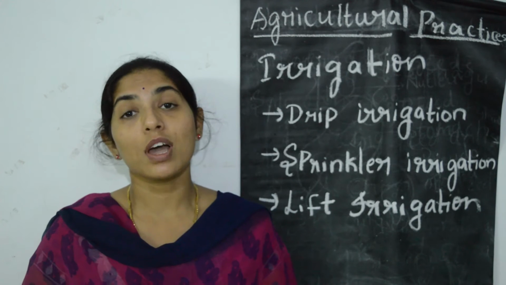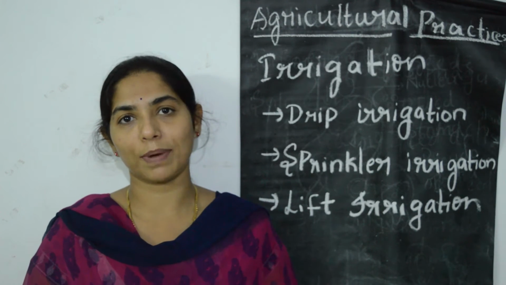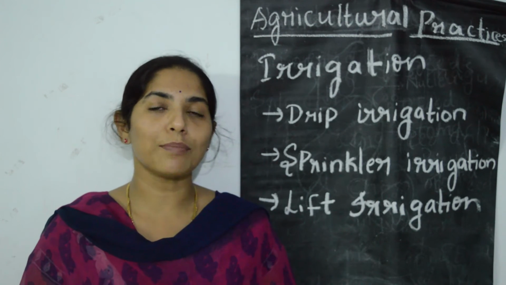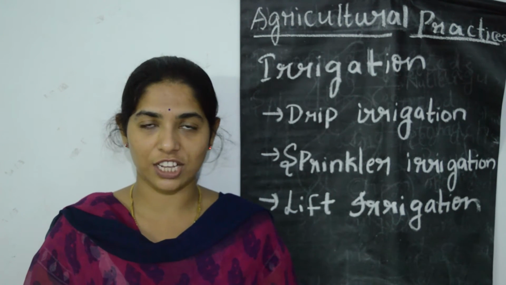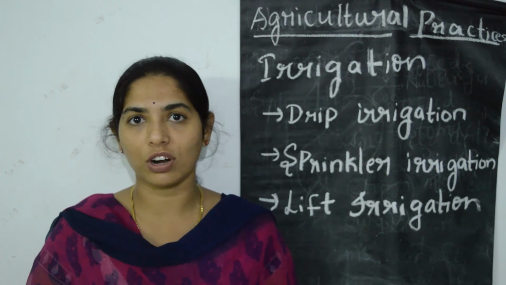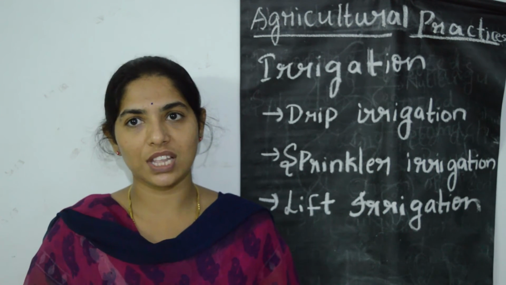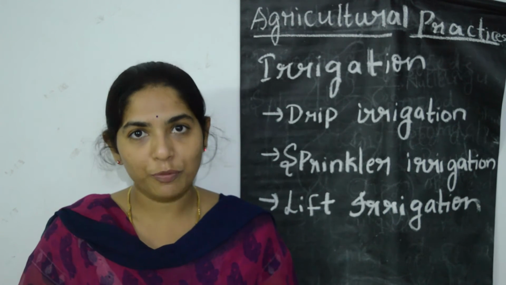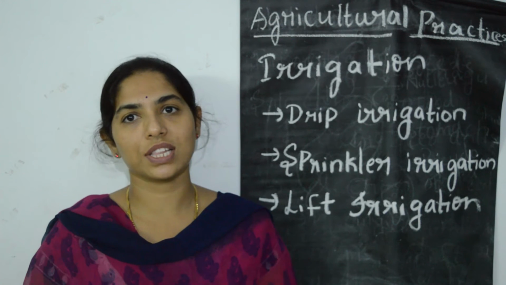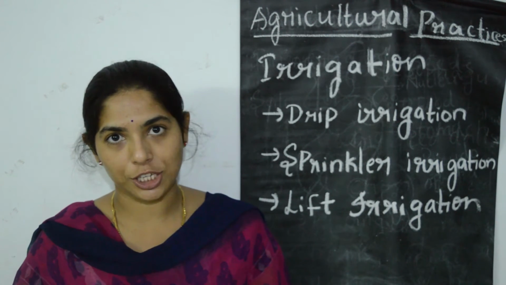At the same time, more water is given to the plants at flowering time and even in the grain development stage. Then, coming to what are the different sources of irrigation. We have different sources of irrigation. The first main source is rainwater. Apart from this, we have canals, tube wells, and we also have ponds and rivers. All these are the different sources of irrigation.